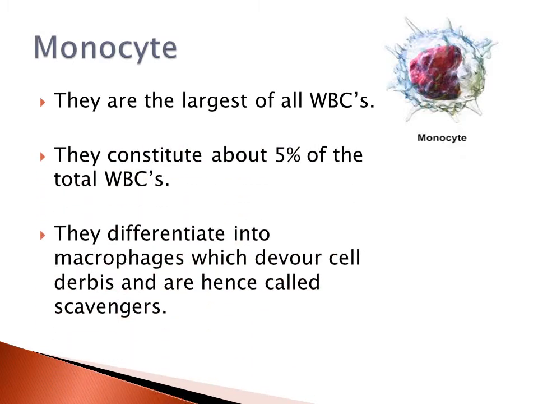Monocytes are the biggest of all the WBCs. They constitute about 5% of the total WBCs and they differentiate into macrophages which devour the cell debris and also some of the bacteria that enter our body. Hence, they are also called the scavengers.